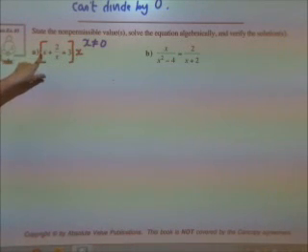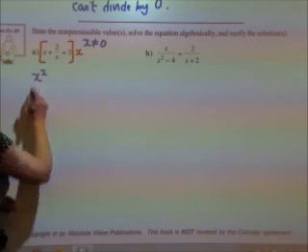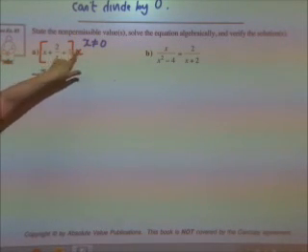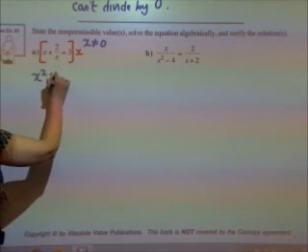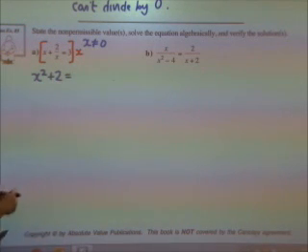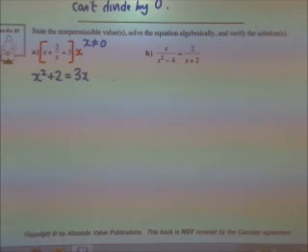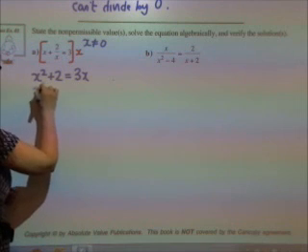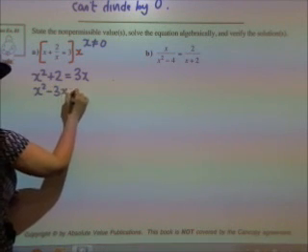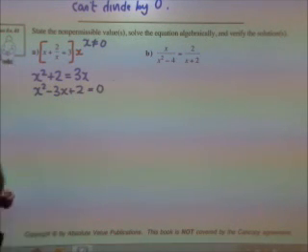So x times x would be x squared. The x on the top and the bottom would cancel, which would leave me with 2. And then that would equal 3x. Then what should I do? Move the 3x to the other side. Okay. So now I have a quadratic.